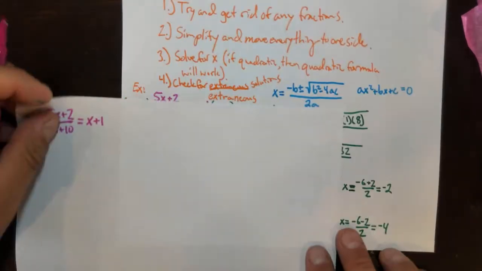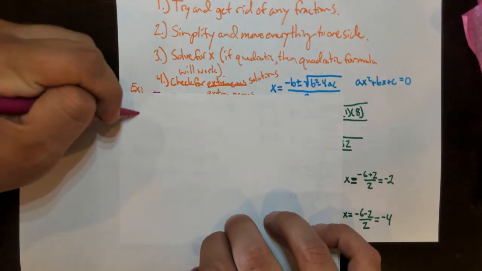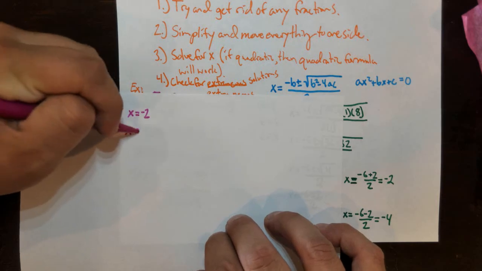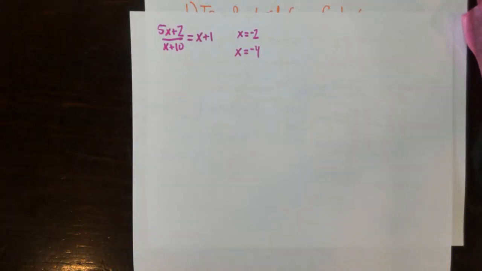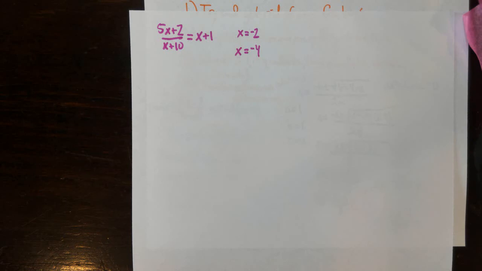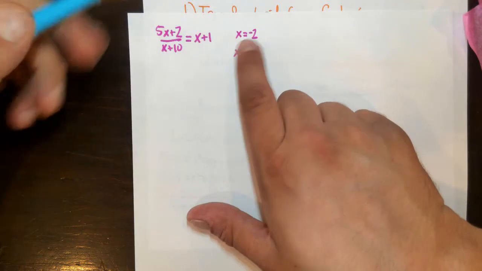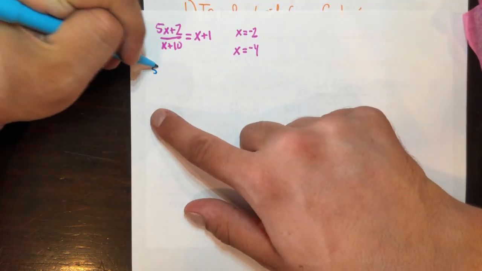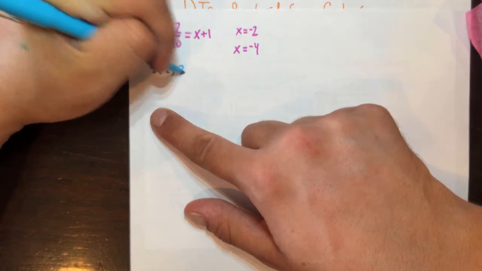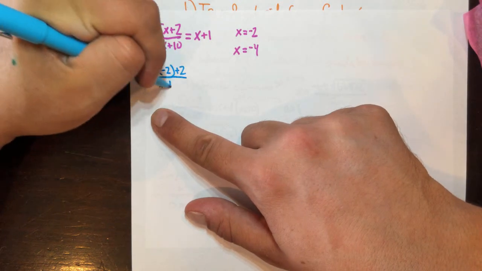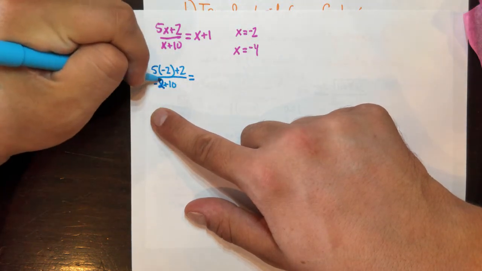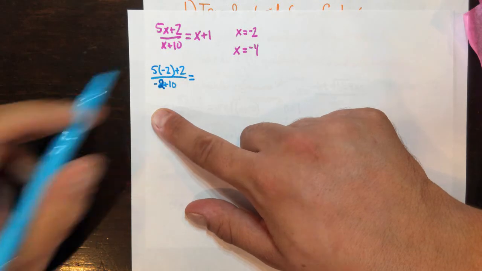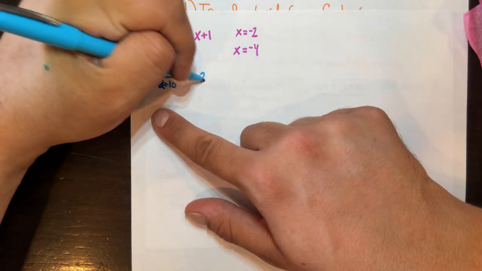And our solutions that we got were x equals negative 2 and x equals negative 4. So all we're going to do here is just plug it in and see what we get. Let's start with negative 2. So 5 times negative 2 plus 2 over x plus 10, plug in a negative 2 for x, sorry. Negative 2 plus 10 equals negative 2 plus 1.